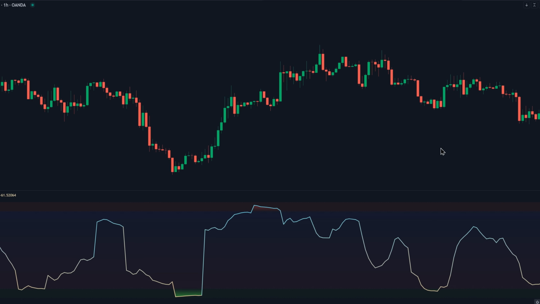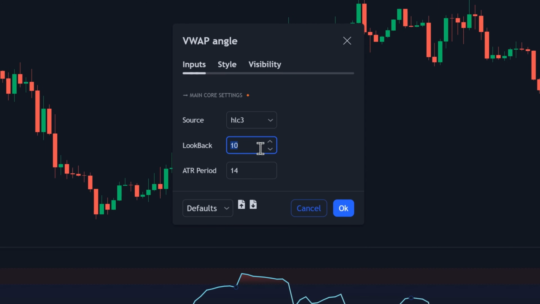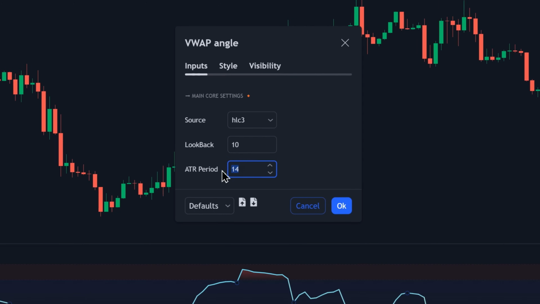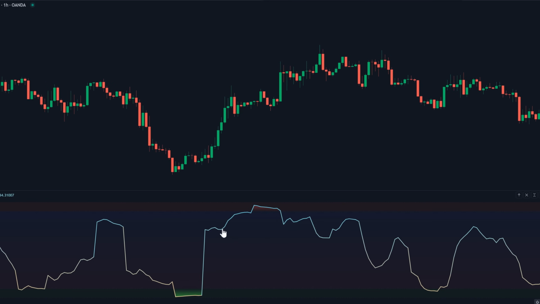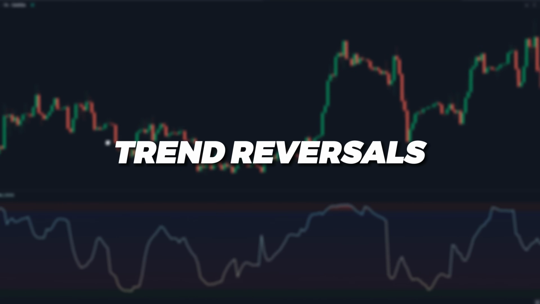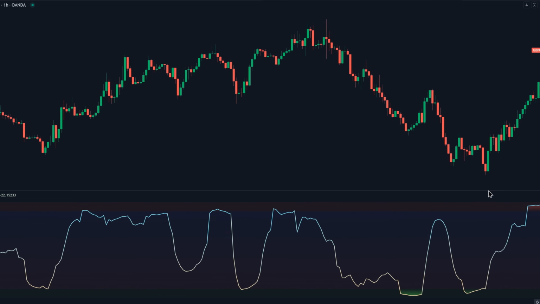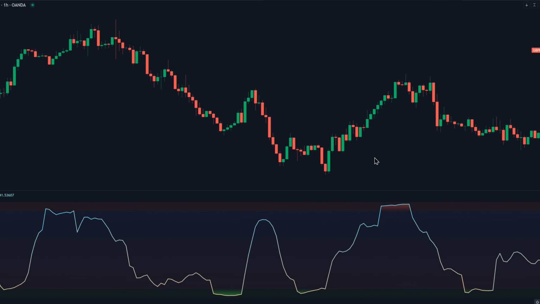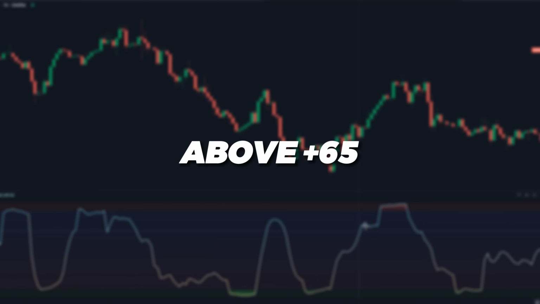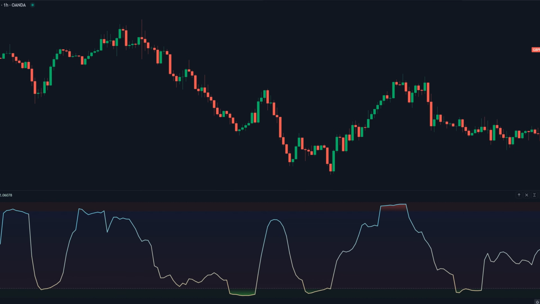Now, this indicator tries to identify potential trend reversal points in the market. This is achieved by calculating the angle between the current VWAP and its previous value over a customizable lookback period and then normalizing it with ATR. By analyzing the angle, one can understand the strength and direction of the VWAP, which can then help identify potential trend reversals or continuations. According to the creator of this indicator, after observing the market for a lengthy period of time, they realized that as the angle increases above positive 65 or decreases below minus 65, that usually confirms a higher probability of a trend reversal.